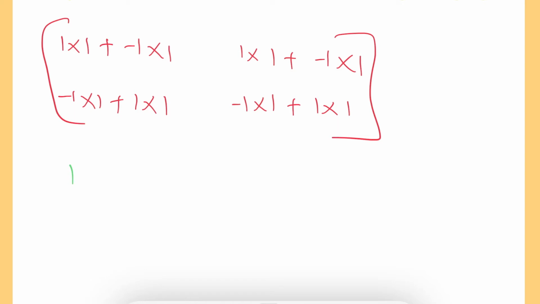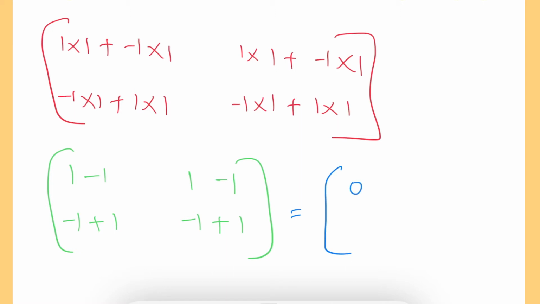1 into 1 is 1, minus 1 into 1 is minus 1; 1 into 1 is 1, minus 1 into 1 is minus 1; minus 1 into 1 is minus 1, plus 1 into 1 is 1; minus 1 into 1 is minus 1, plus 1 into 1 is 1. Then last step will be 1 minus 1 is 0, 1 minus 1 is 0, minus 1 plus 1 is 0, minus 1 plus 1 is 0. So it is a 0 matrix represented with capital O.